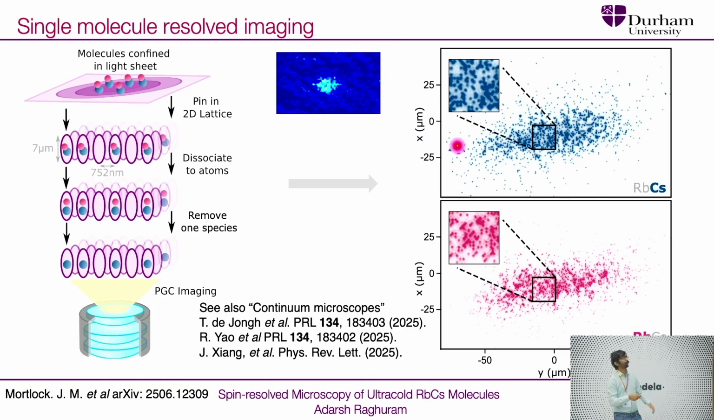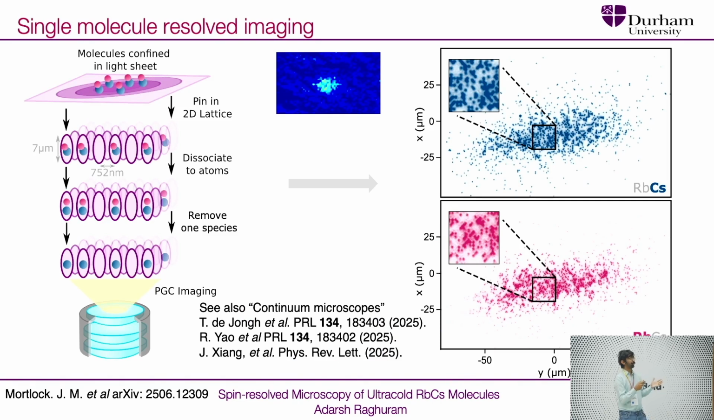So on top is an image of a sequence of about 1,500 molecules where we dissociated and then removed rubidium and imaged cesium. The bottom's the other way around, where we dissociated and then removed cesium and imaged rubidium. I will point out that we're not doing this from a quantum gas or a BEC or anything, so it's quite analogous to the continuum microscopes that Martin talked a bit about yesterday.